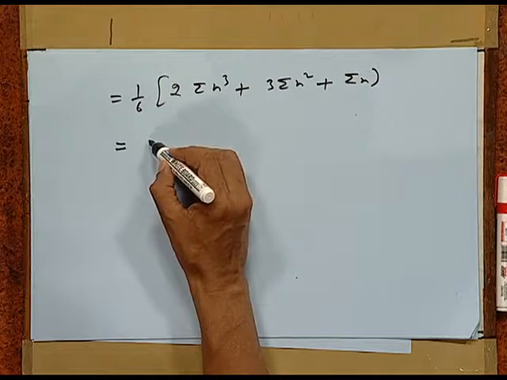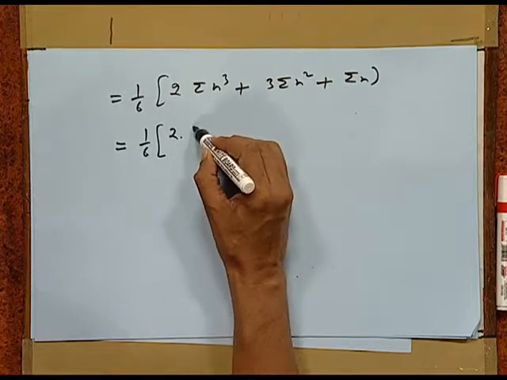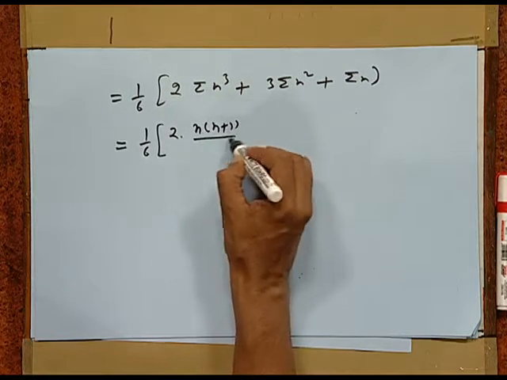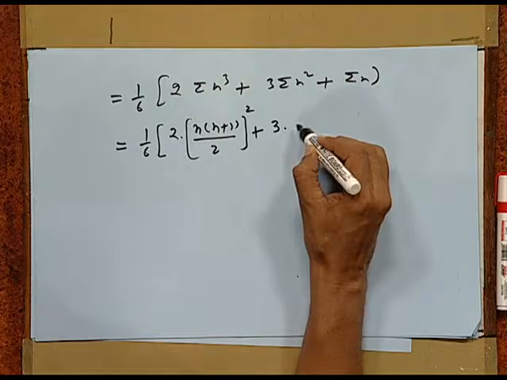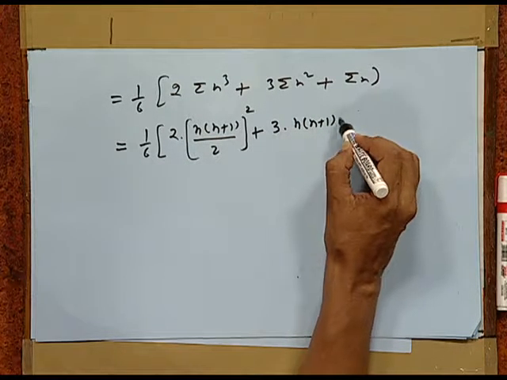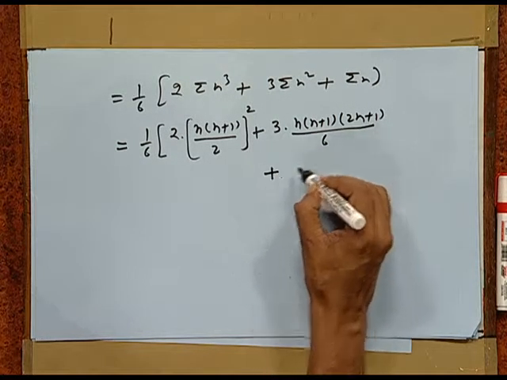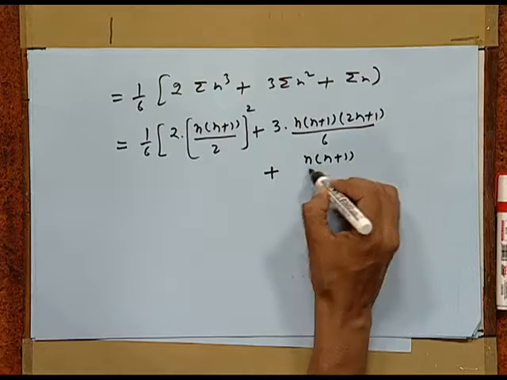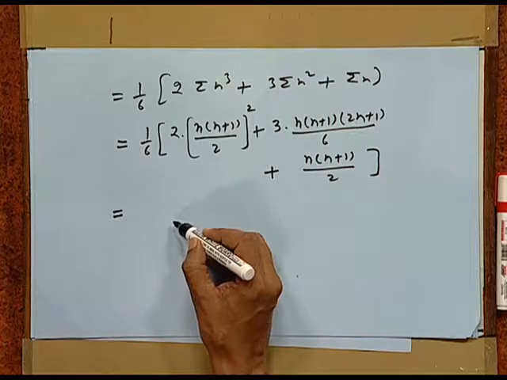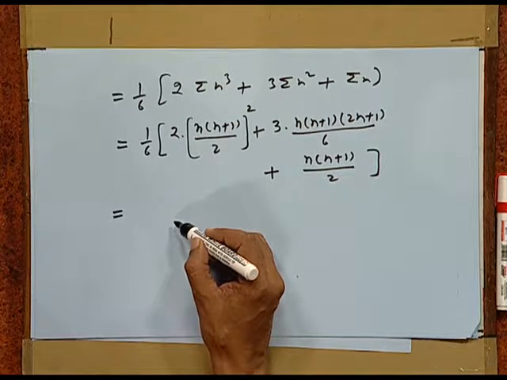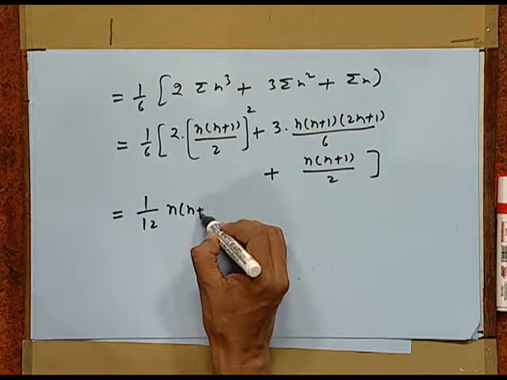This equals 1 by 6 times 2 times n times n plus 1 by 2 whole square plus 3 times n times n plus 1 times 2n plus 1 over 6 plus n times n plus 1 by 2. Now, throughout this we have n times n plus 1 by 2 common. So, it becomes 1 by 12 n times n plus 1.